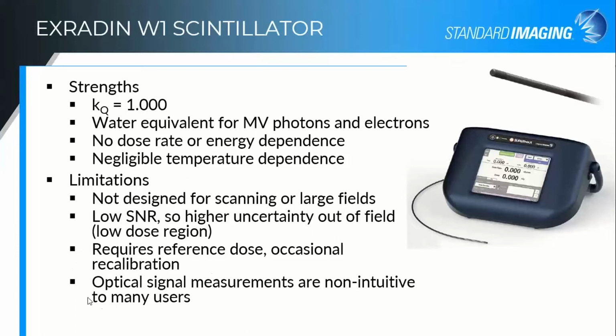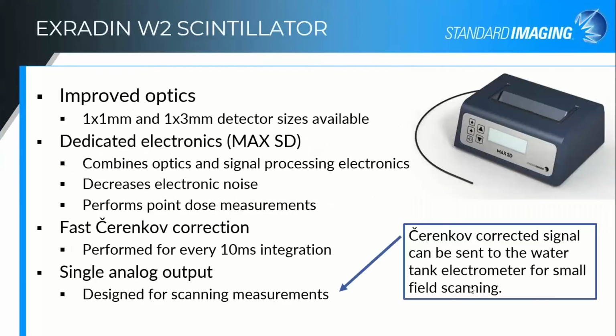The other thing I put here as a limitation is that there's a learning curve with scintillators. Optical signal measurements are non-intuitive to many users. It doesn't function exactly the same way as your ion chamber, and so it takes a little while to be comfortable and confident in using this detector. So I would recommend, if you get a scintillator, plan in some time for practice with it, for getting used to it, for becoming confident in how you use it and what your measurements should look like.